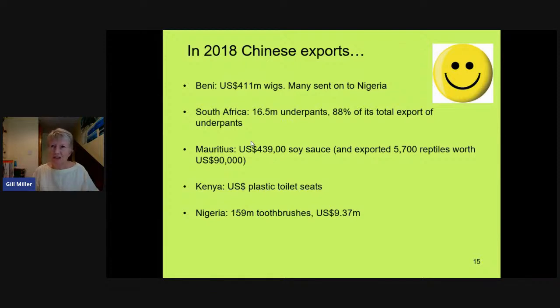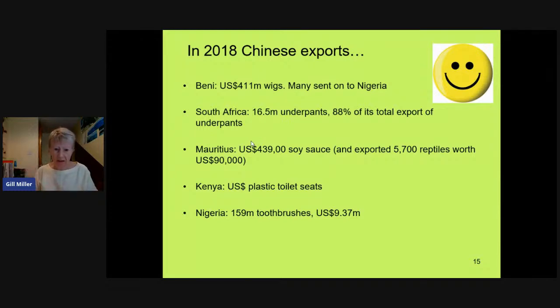Now, my students, when I was teaching this at university, they always like to smile. And so I was giving me this, I hope you're looking at this now and you're smiling, because this is the kind of curiosity stuff. Someone said, you've got to have something quirky in a lecture. And did you know then that in 2018, I don't know the answer to this, why Benin, I've missed an N out of there, imported $411 million worth of wigs, or why South Africa imported so many underpants. I have absolutely no idea.